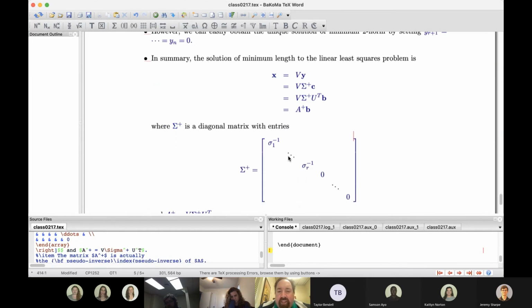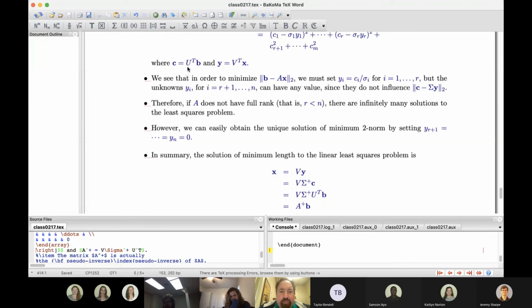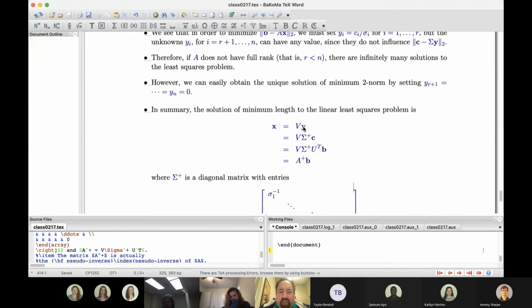It's a matrix you get by taking sigma and taking reciprocals of all the non-zero singular values. Everything else that was 0 before remains 0. So that's how I define sigma plus. And then I have C, which is defined to be U transpose B. So I fill that in here.